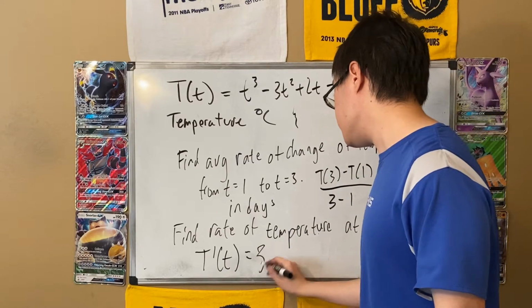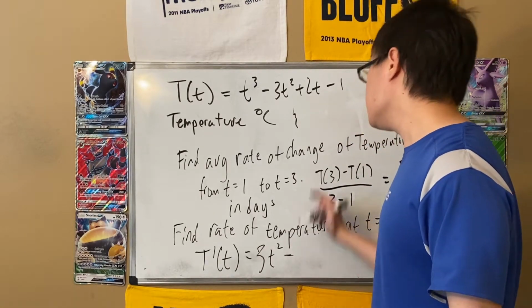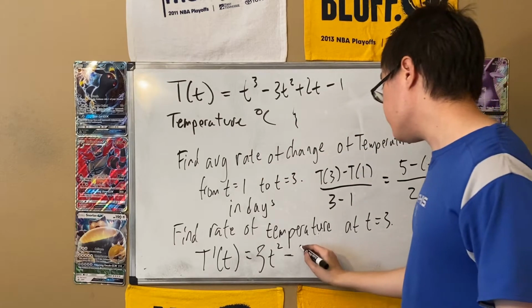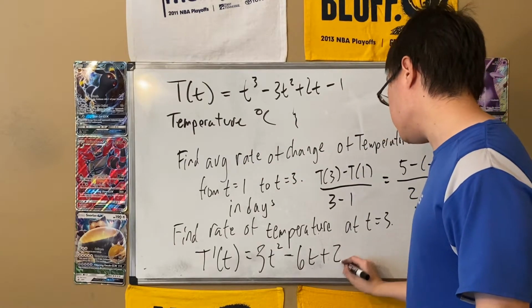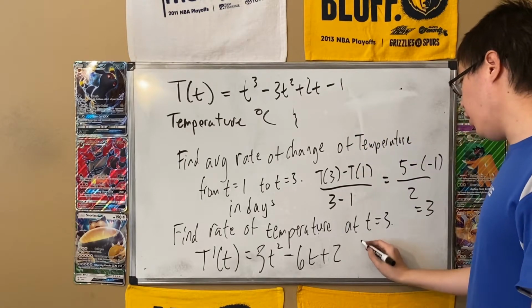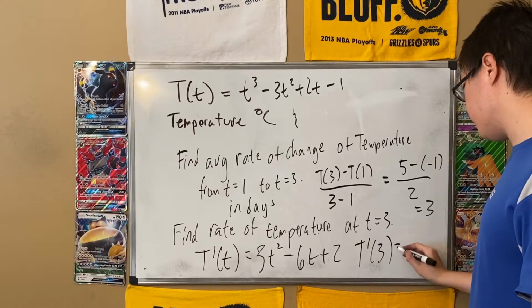So it's going to be 3t squared minus, using the power rule, of course, taking the 2 down, bringing it to the front, that's minus 6t plus 2. The derivative of 2t is 2. The derivative of minus 1 is 0. So all we need to do is plug in 3 to find the right answer.